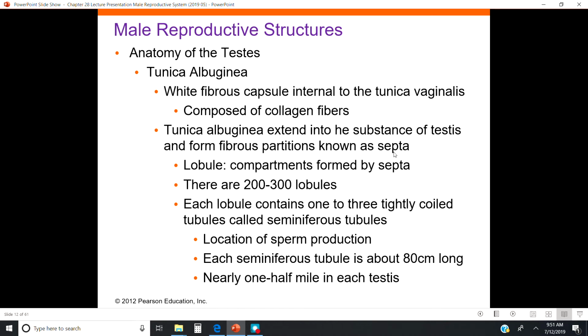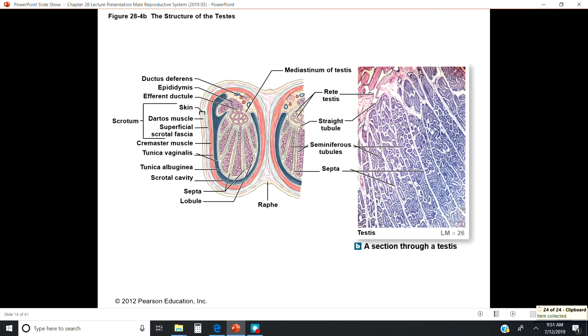Again, what does septa mean? Walls. And what these little septa are going to do is divide the inside of the testes into lobules. So let me show you what I mean by that. This is a picture where we've cut the testicle on a transverse section just to show you some of the things that we can see.